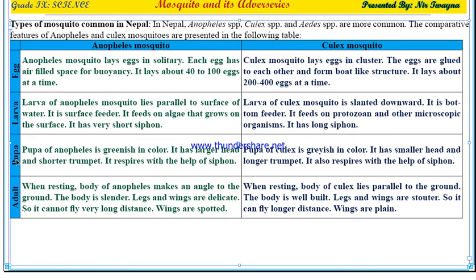Okay. Now pupa. Pupa of Anopheles mosquito. It is greenish in color. It has a larger head and a shorter trumpet, and it respires with the help of siphon.